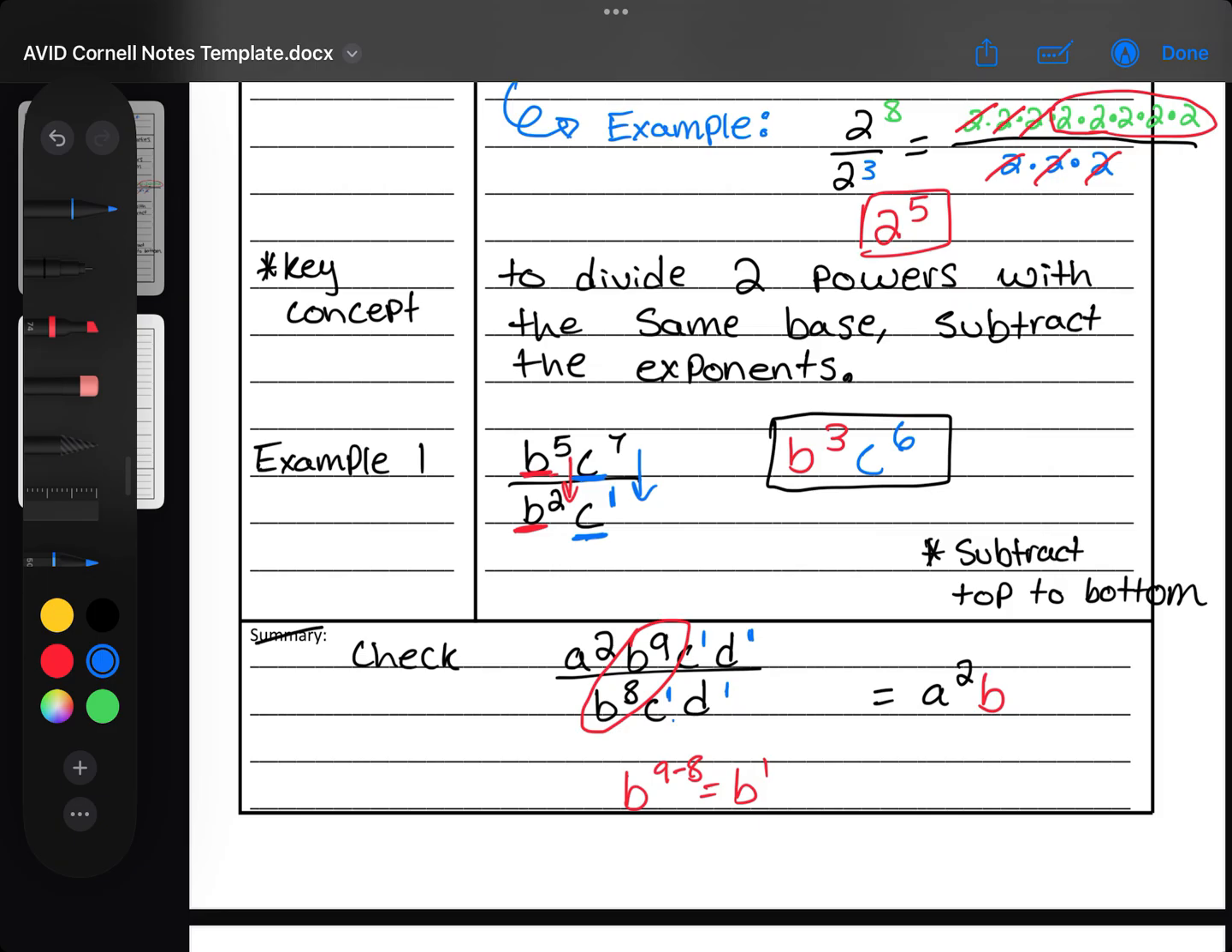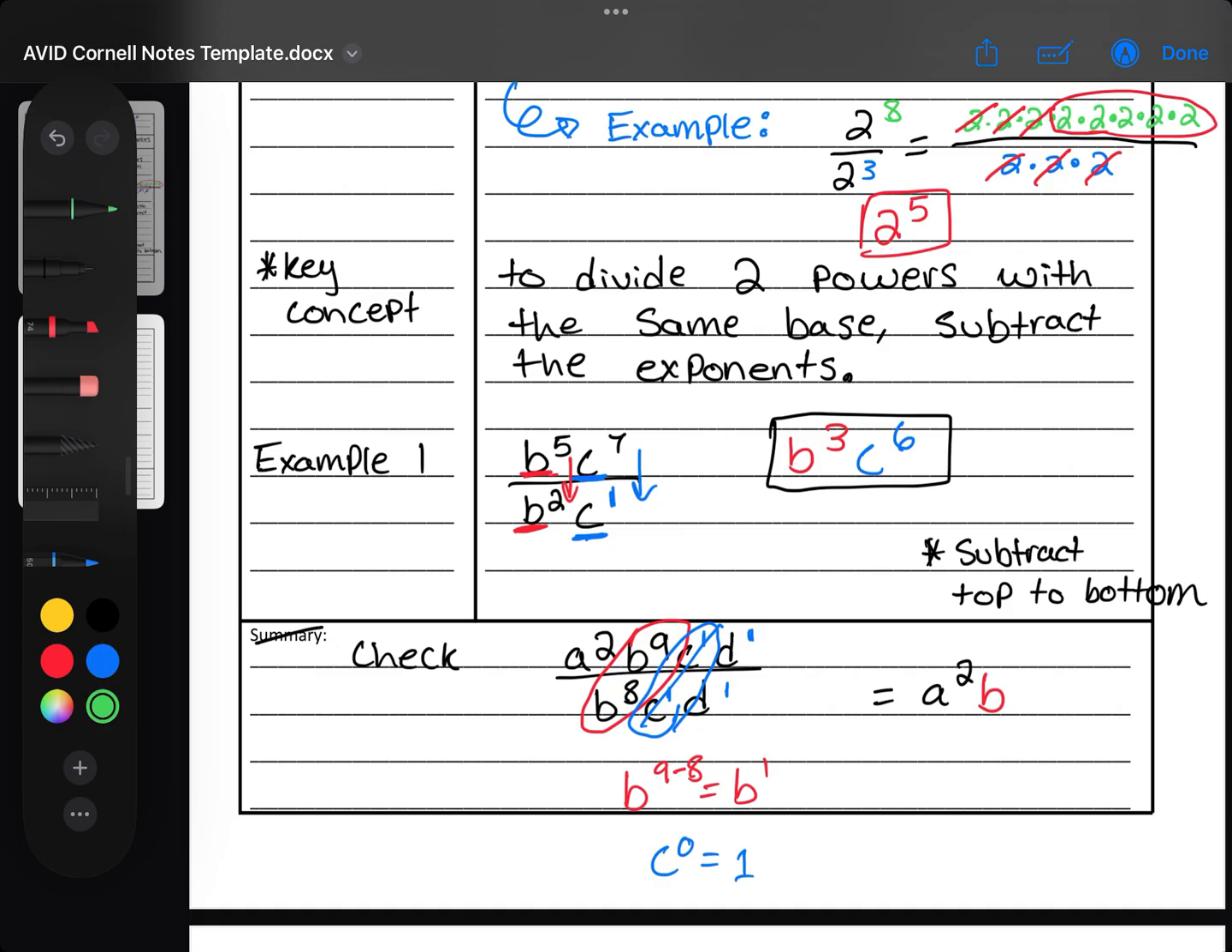Same thing now looking at the c's. I got 1 minus 1, which is c to the 0 power, which is the c's gone, okay? So c to the 0 power is just 1. So anything to the power of 0 is 1. So the c is absolutely gone. You don't have to write it because it's to 0 power.